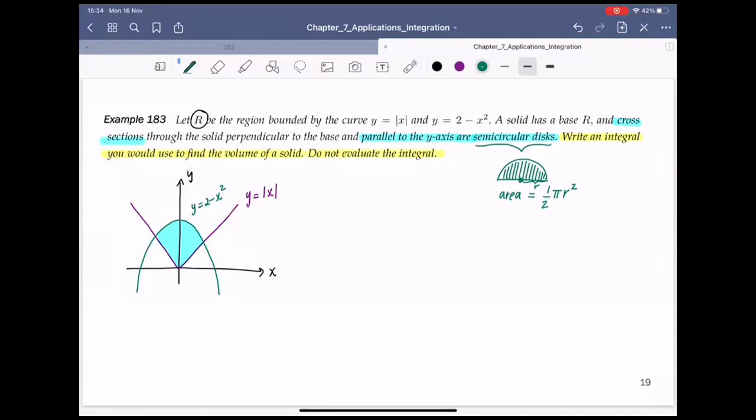It means every time you cut perpendicular to the x-axis, or parallel to the y-axis, you get a semicircle. Every time you cut, you get a semicircle, and it's going to form the solid. And then we want to find the volume of that solid. So what should we do then?